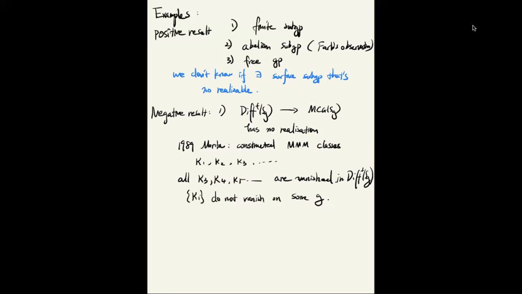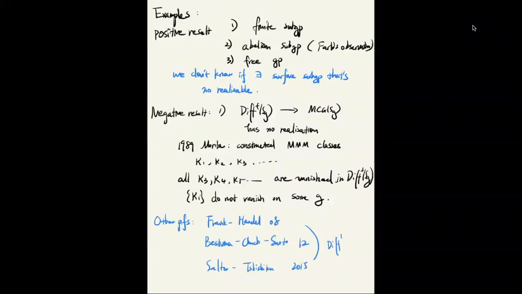And this result also has other proofs. Other proofs were given after Morita, the first by Franks and Handel, I think in 08, and then Bowden, Church and Souto in 20, and Salter and Tshishiku in 2015. So even though they give three different proofs, they prove it can work for diff one of genus SG.